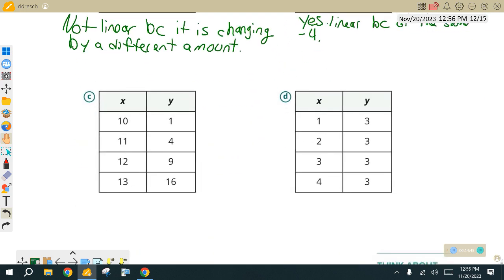So go look at the X's. Wait a second. So are the X's there in letter C, are we changing by the same amount? Yes or no? We see on letter C, the x's are going by 10, 11, 12, 13. They are going by ones. Now, we gotta check the y's. And I'm looking for that same consistency.